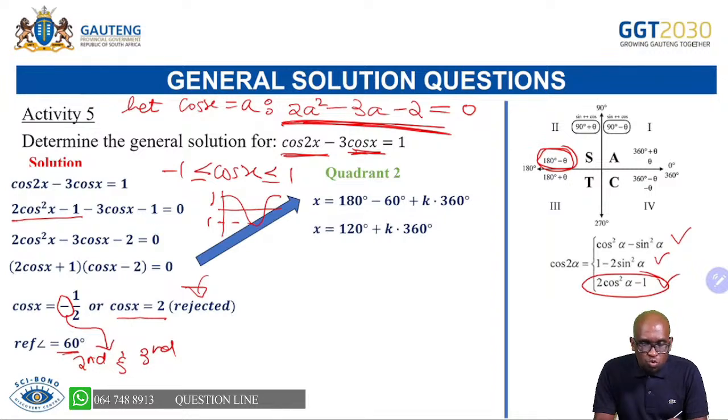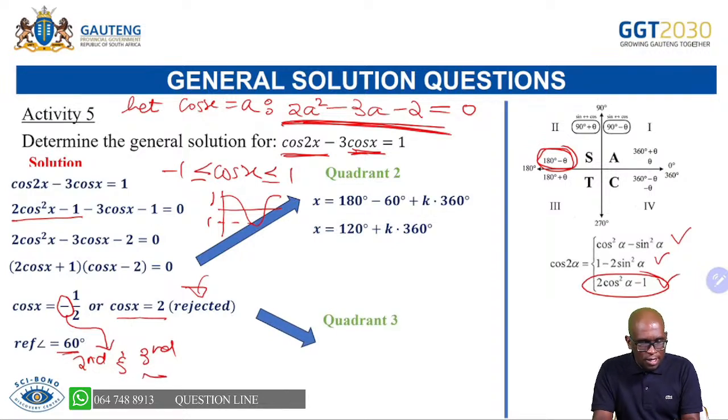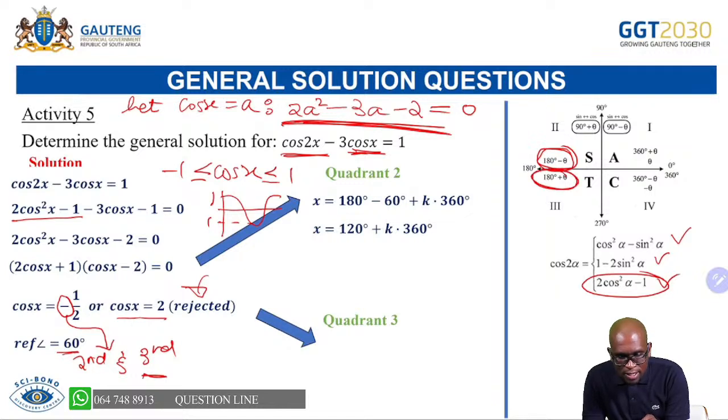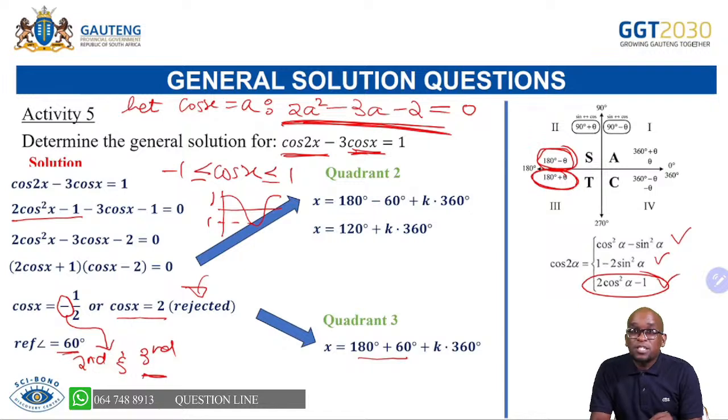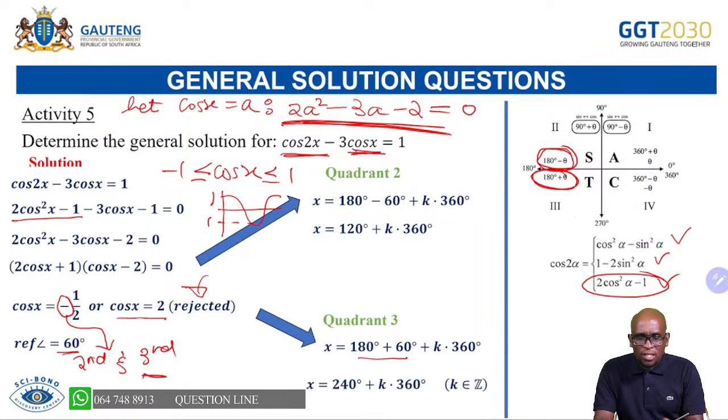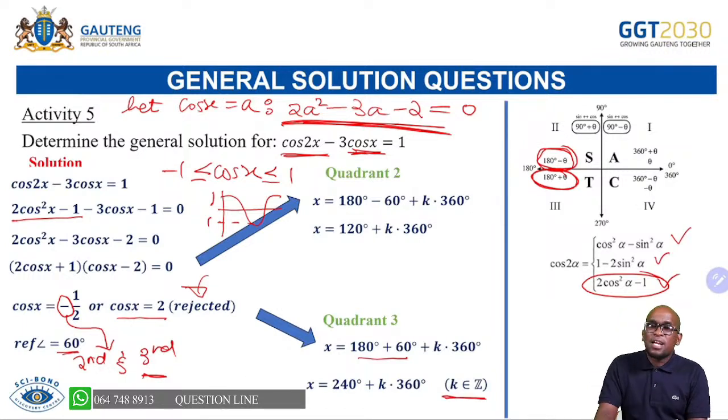We need to go to quadrant 3, as I indicated there. So in quadrant 3, what is the instruction? 180 degrees plus the reference angle. So we take it to 180 plus 60 plus K360, and if we add them, we get 240 plus K360, and we know K, an element of integers, should appear at least once in that particular problem, and then we know that we are going to get all our marks.